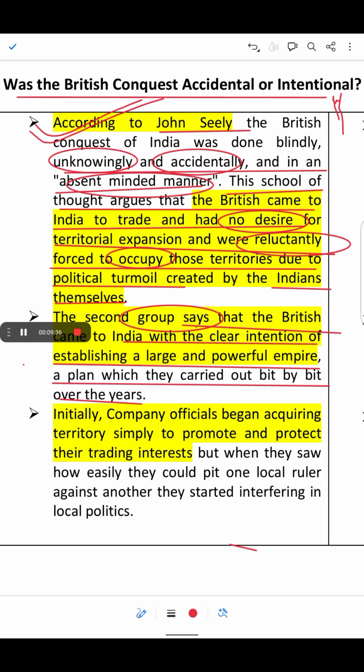Okay, the first phase was over, and now the second phase of territorial expansion would start in East Asia, including India, Africa, and East Asia. Okay, countries of East Asia. So initially the company's officials began to acquire territories simply to promote and protect their trading interests. But when they saw how easily they could pit one ruler against the other, they started interfering in the local politics.